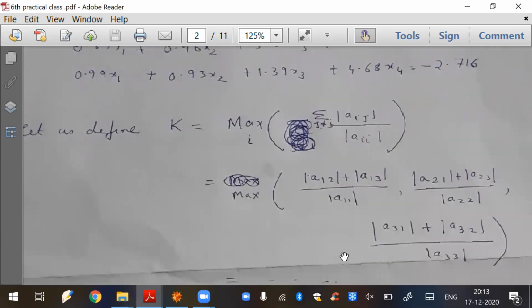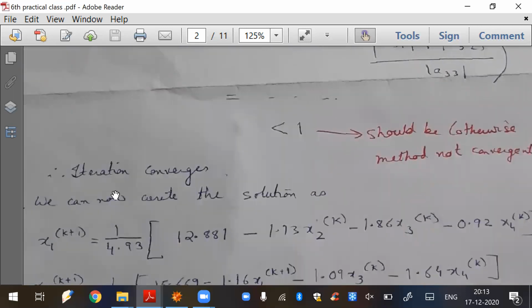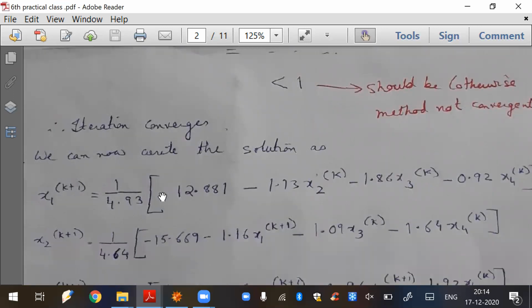Once you do this, you have to check whether you are getting the value less than 1 or not. If it is less than 1, you have to write therefore iteration converges. Once the iteration converges, that means we can apply the method. Another thing you should write here: the coefficient matrix is diagonally dominant. Iteration converges as the coefficient matrix is diagonally dominant.